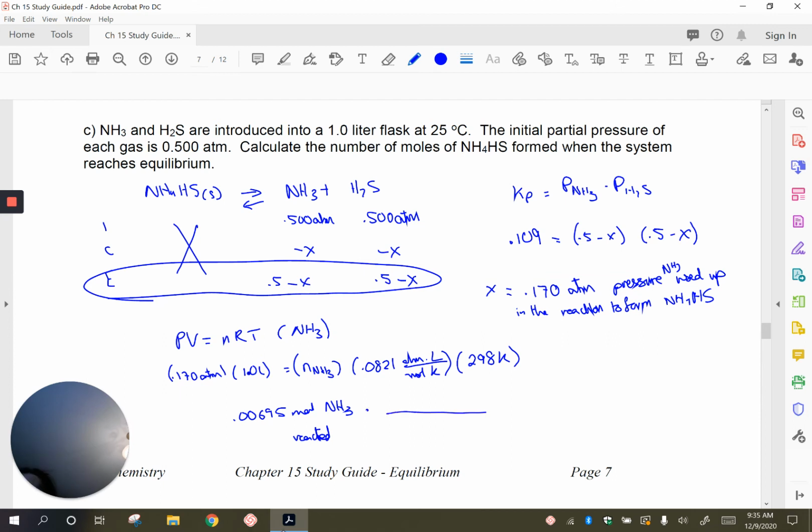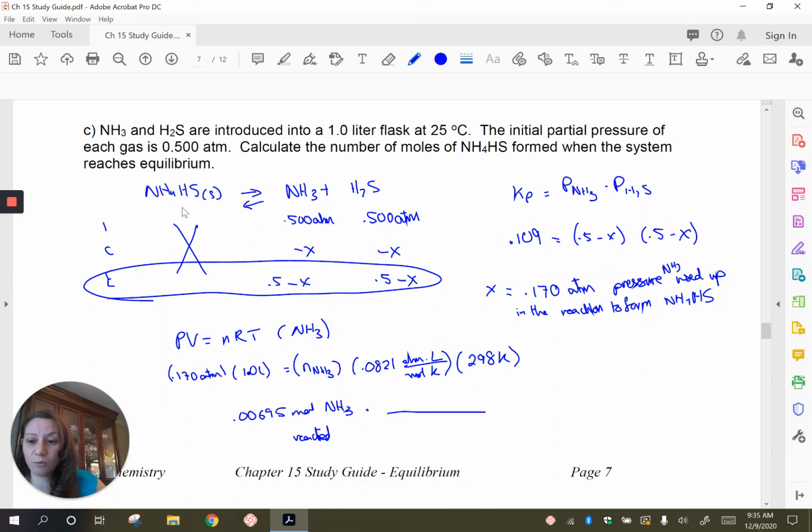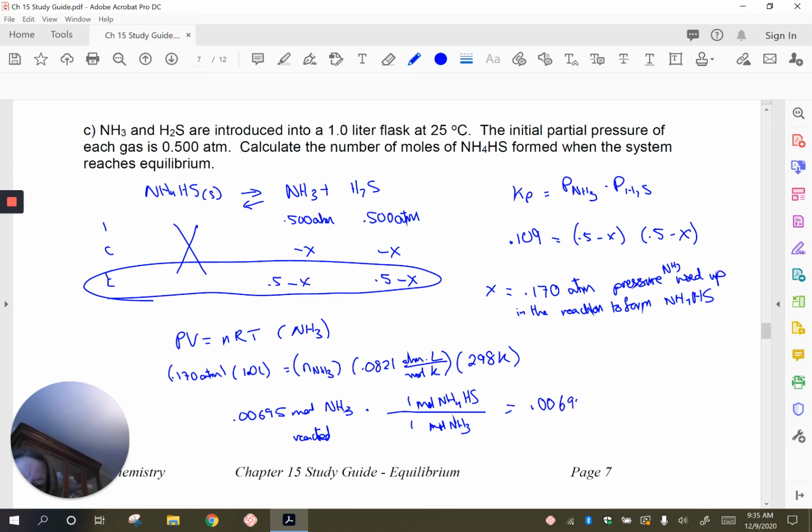So I can use my molar ratio now. If I know how much of the ammonia was used up, I can figure out how much of the solid was formed. This is just stoichiometry. Moles of ammonia, moles of NH4HS. It's 1 to 1. So you get 0.00695 moles NH4HS formed.